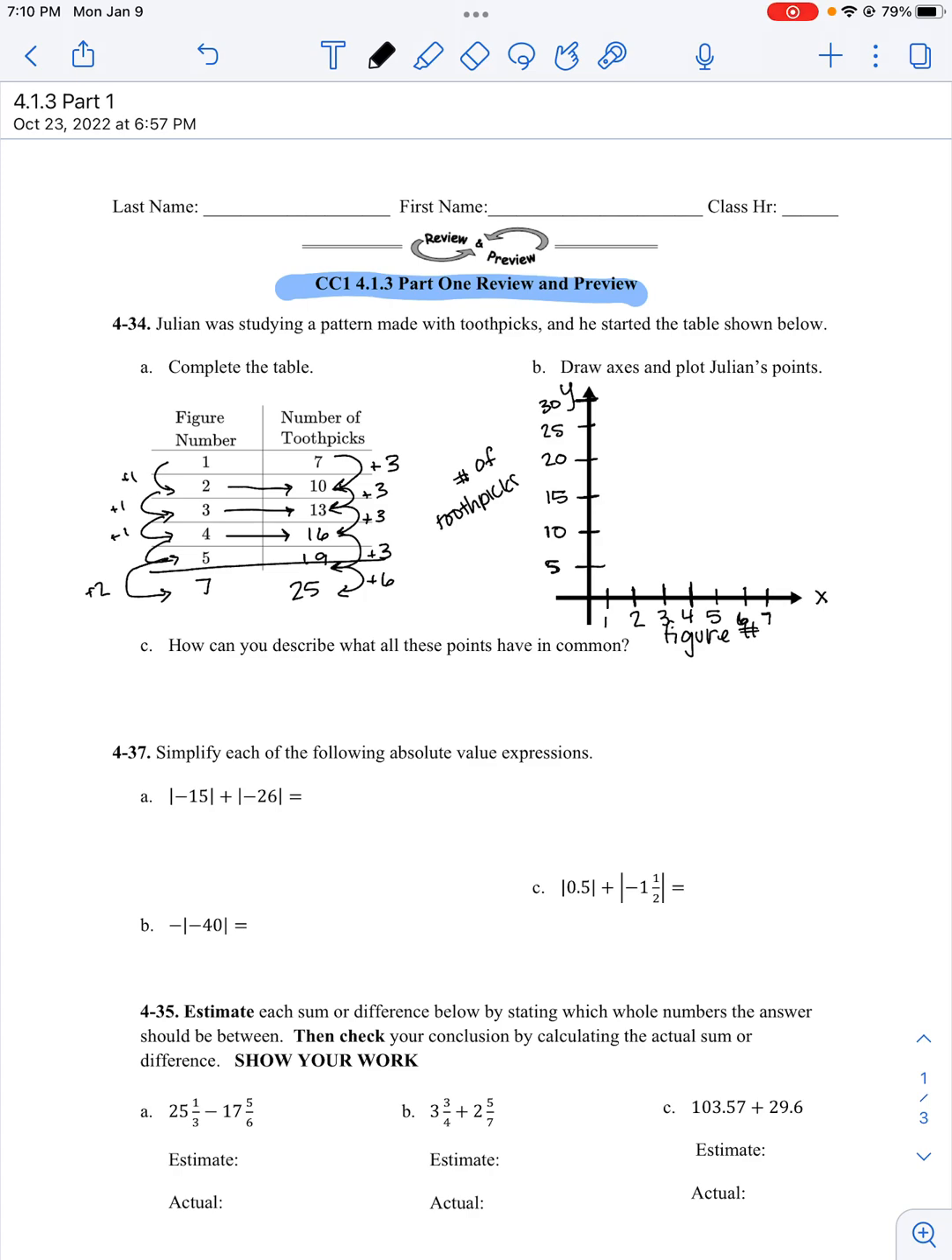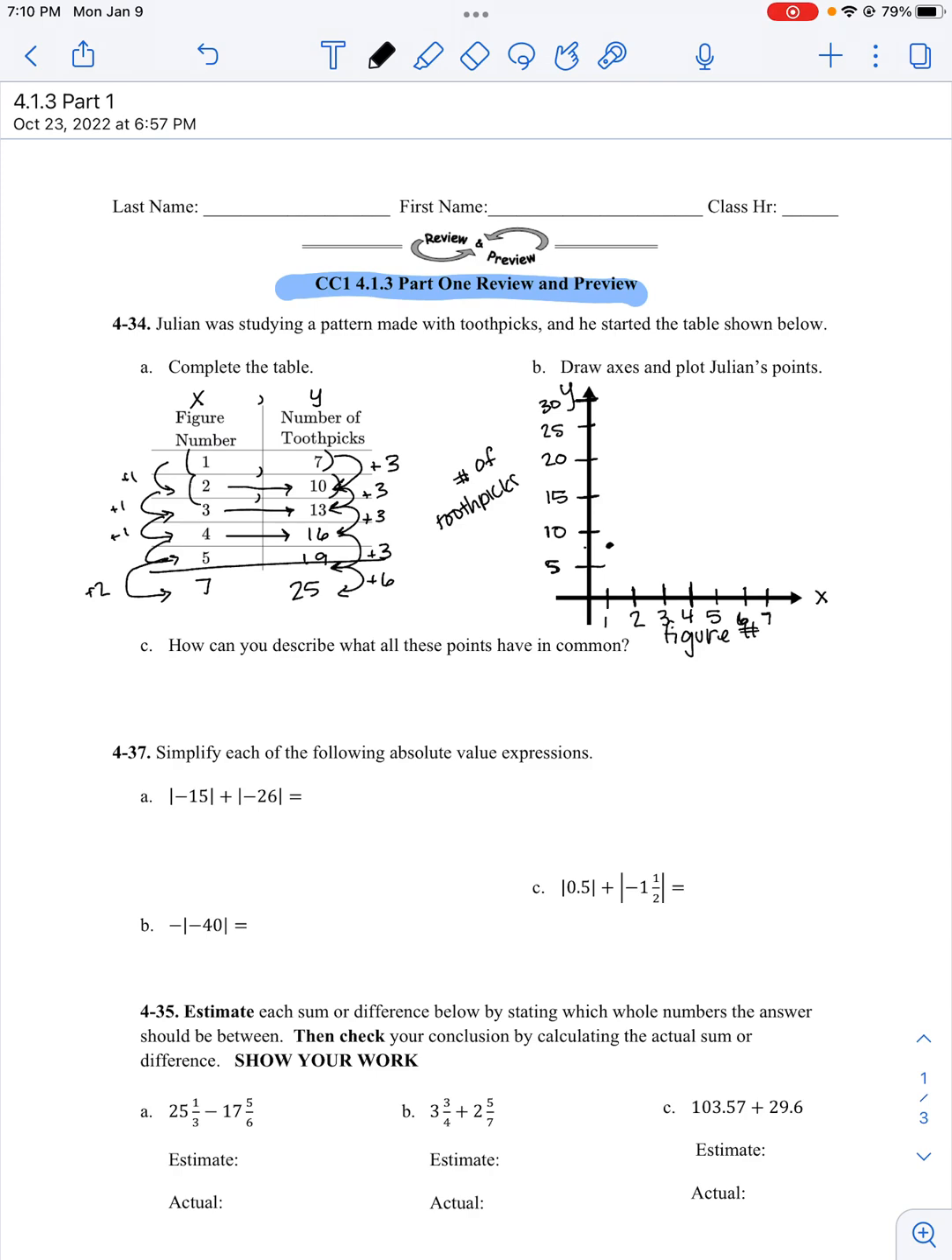Okay, first thing, if I'm plotting Julian's points and my figure number is X and my number of toothpicks is Y, then the first point that I'm going to do is 1, 7. So I go to the right 1 and up 7. So I'm going to get, it's about right there. I'm kind of estimating between 5 and 10 where 7 is. Okay, it's about halfway.